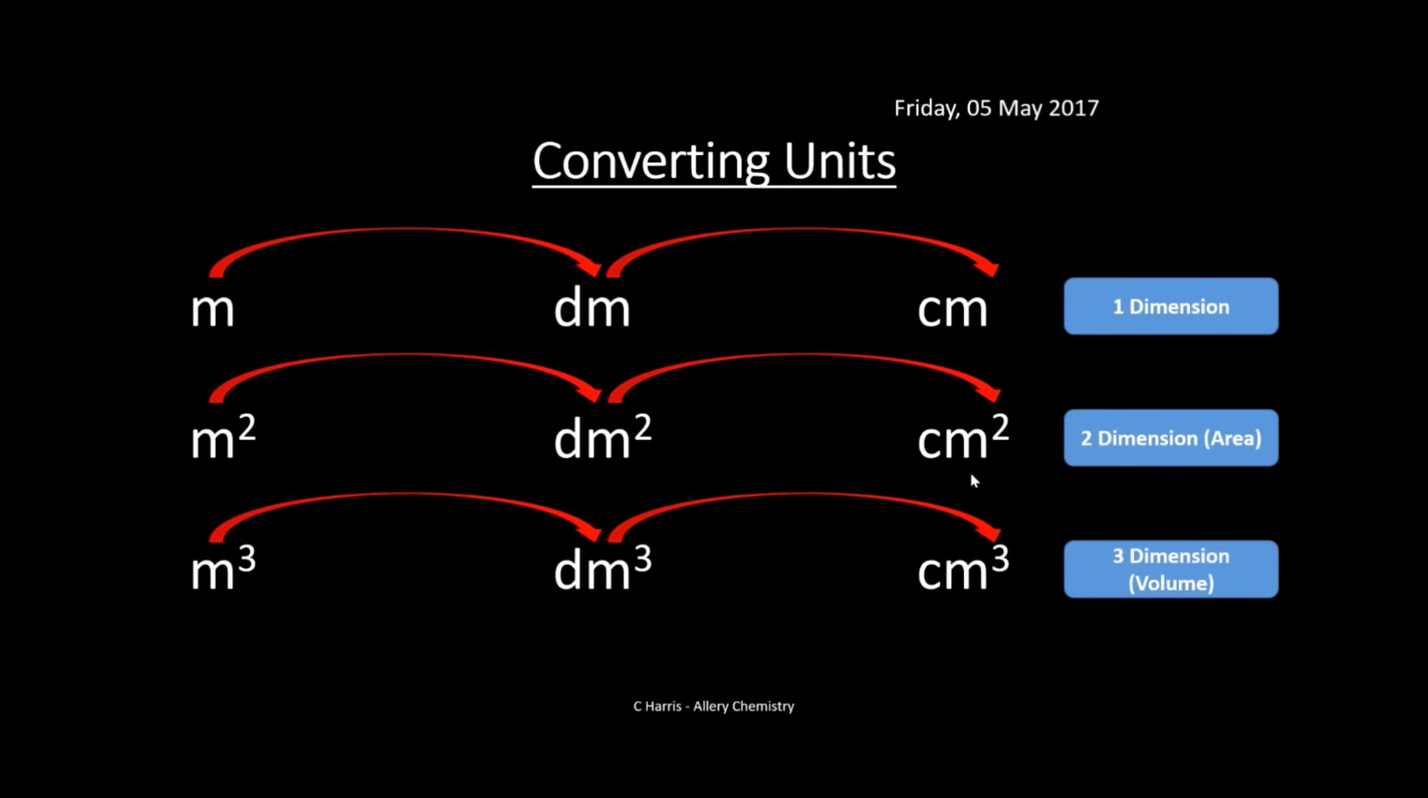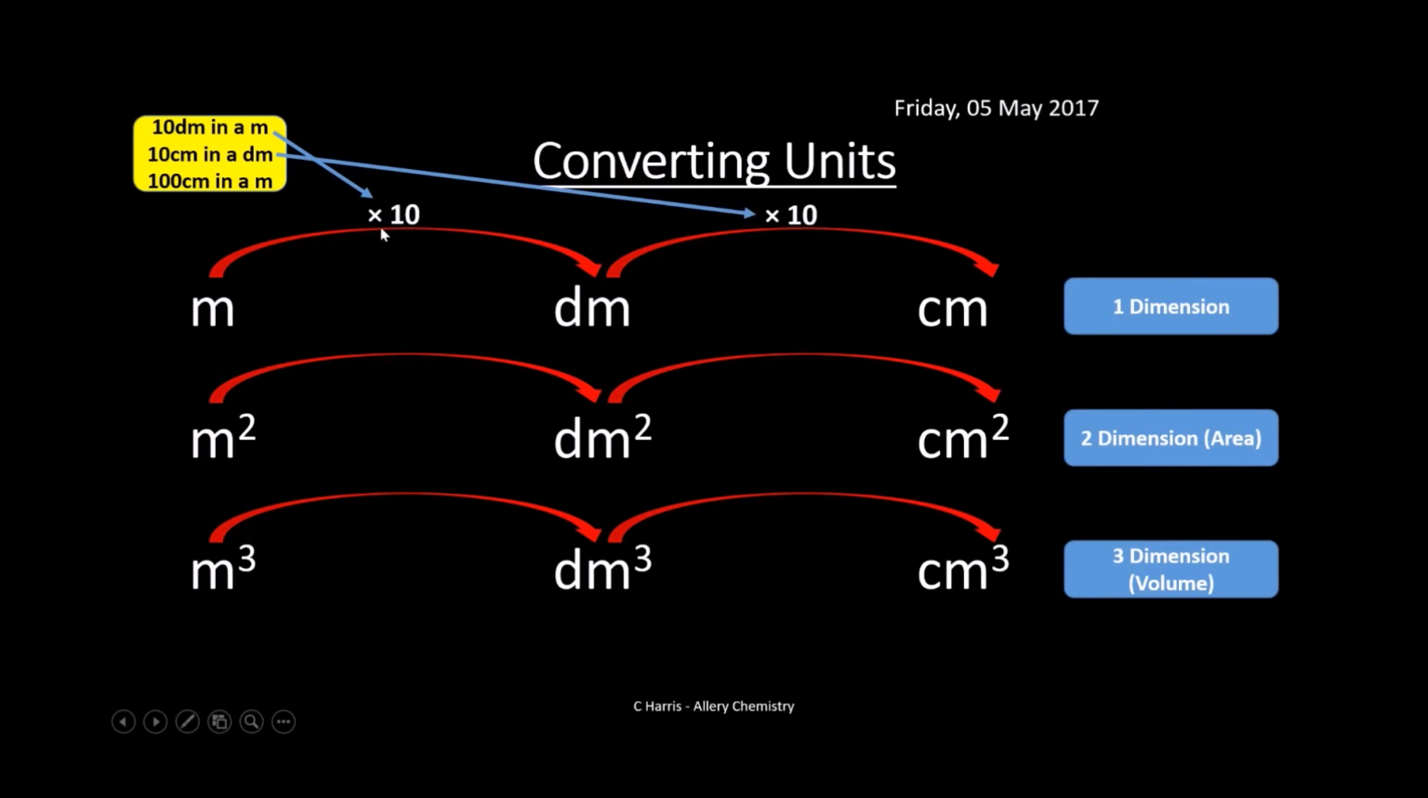Obviously meters, decimeters, centimeters. Now the little squared bit on the top tells you the dimensions that we've got. For an area you would use meters squared, decimeters squared, centimeters squared, and volumes are 3 dimensions, so we've got the little 3 there. We've got 3 different dimensions, and we have to take into account all of them. So let's look at the first one. To go from meters to decimeters, we multiply by 10, and to go from decimeters to centimeters, we multiply by 10 as well. Because we've got 10 decimeters in a meter, 10 centimeters in a decimeter, and 100 centimeters in a meter.